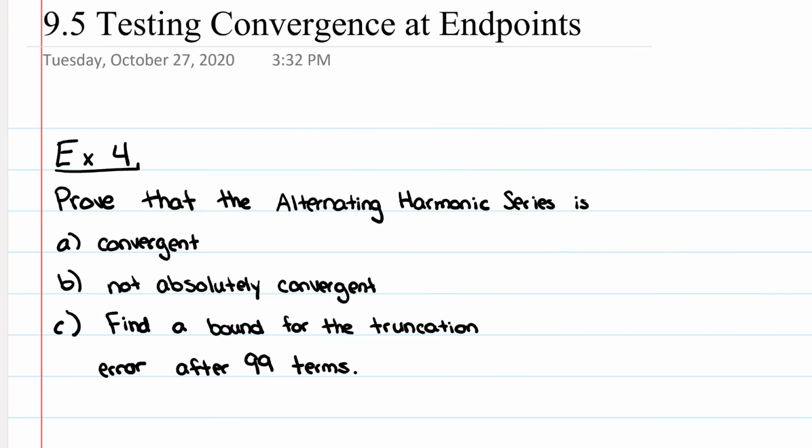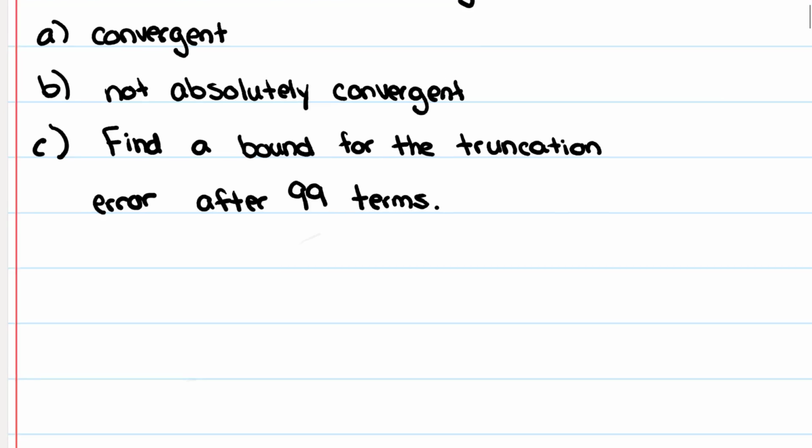9.5 example 4. In this example, we're going to look at proving that the alternating harmonic series is convergent, that it's not absolutely convergent, and we're going to find a bound for the truncation error after 99 terms. So there are three things we're going to show today: that it is convergent, but it's not absolutely convergent, and the bound for the 99th term.